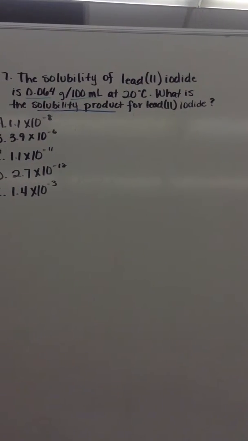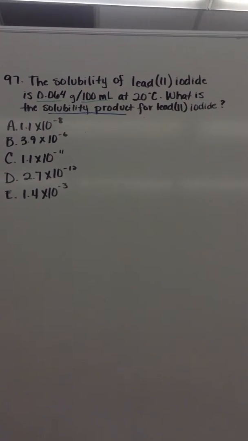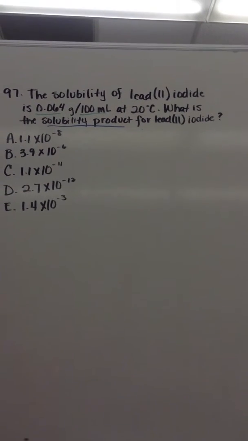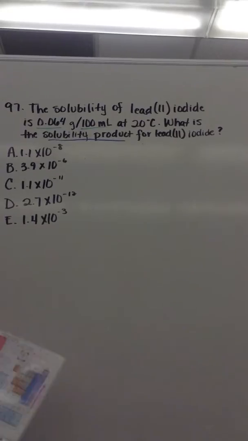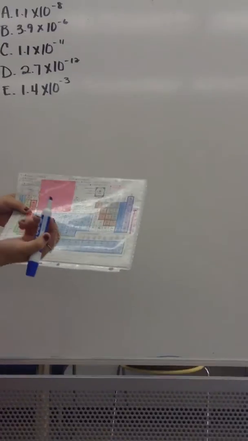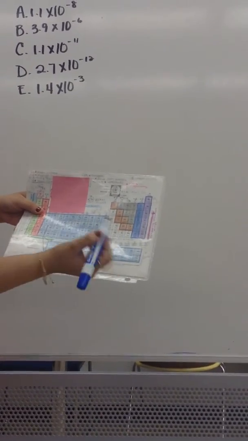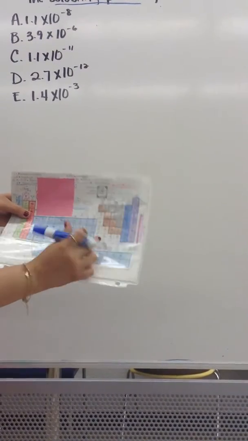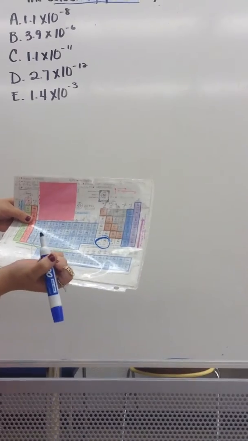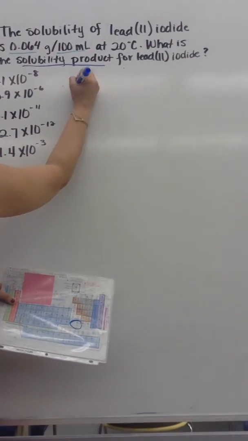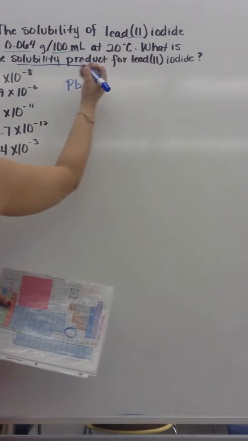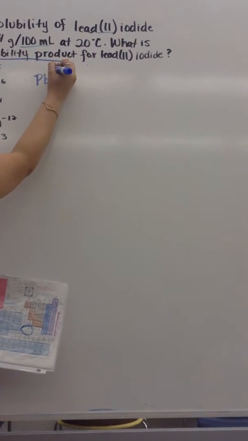In order to do this problem, we have to know the formula for lead-2 iodide. For this, you go to your periodic table, you look for the name of the element. So for example, we're looking for lead. Lead is right here, so it'd be Pb. And since it's asking for lead-2 iodide, your charge will be a +2.